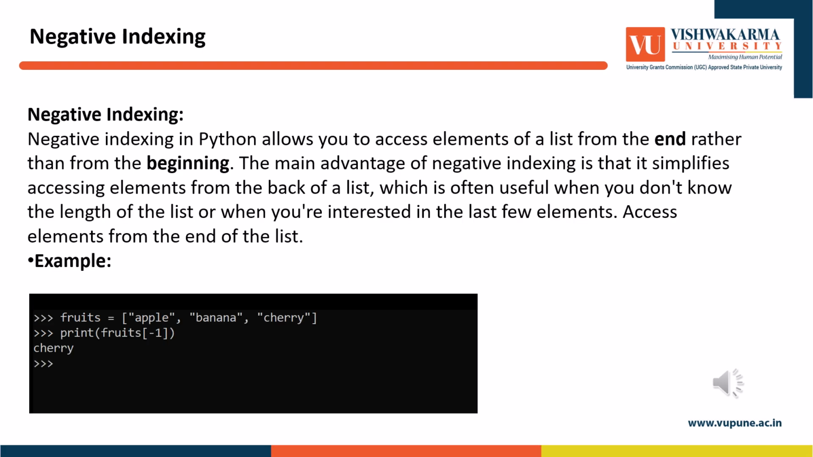Now let's study negative indexing. Negative indexing in Python allows you to access elements of a list from the end rather than from the beginning. The main advantage of negative indexing is that it simplifies accessing elements from the back of a list, which is often useful when you don't know the length of the list or when you are interested in the last few elements. This is negative indexing. Below is the example of negative indexing. You can have a look.